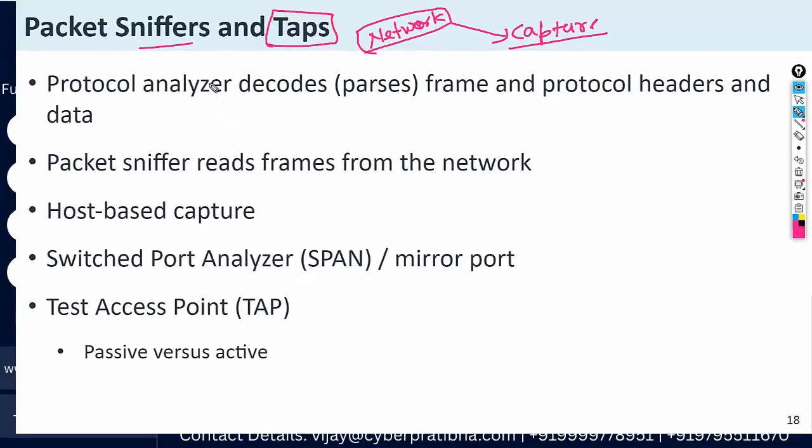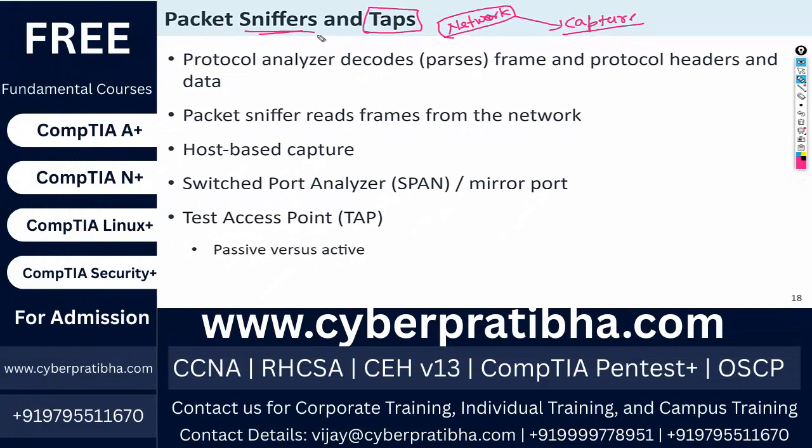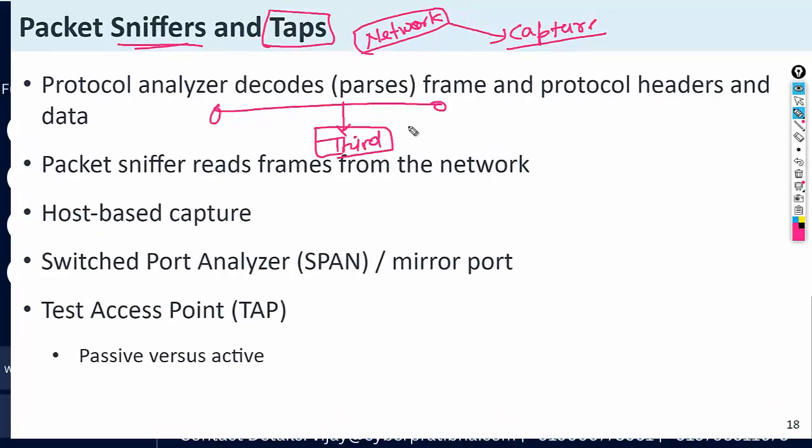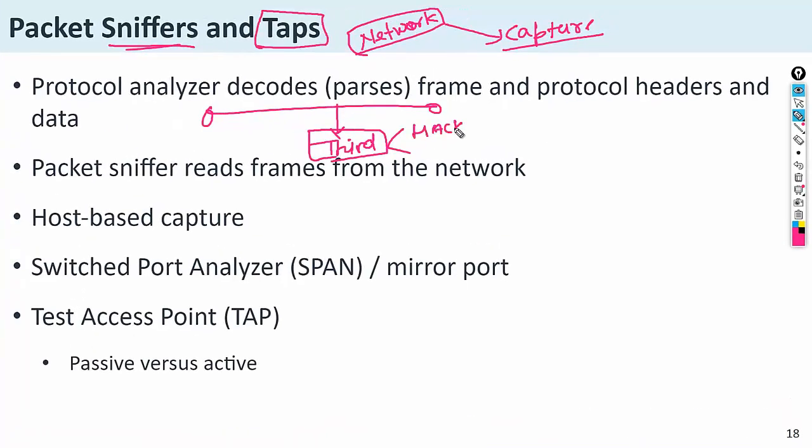So what is sniffing? Sniffing is when data traveling in the network is captured by a third person. This third person may be a hacker, or this third person may be a security researcher. So a security researcher and a hacker both can capture the data by using the sniffing mechanism or method.